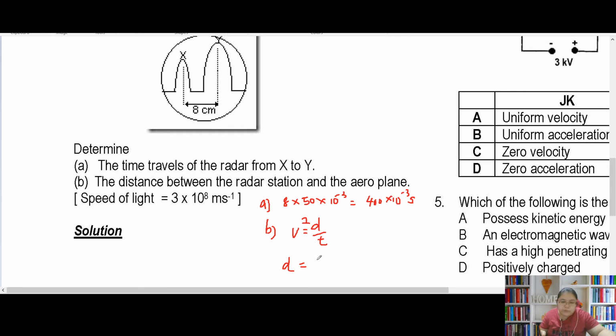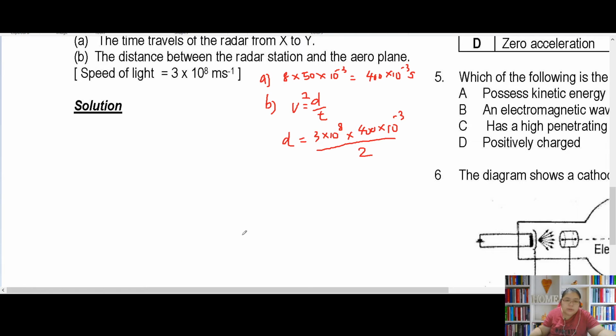So you want to find D. You must take V multiplied by T first: 3 times 10 power of 8, multiplied by 400 times 10 power of negative 3. Then after that, you need to divide by 2. That is the distance for one way. So my final answer here: the distance is 6 times 10 power of 7 meter. This is the distance they want for the radar station.